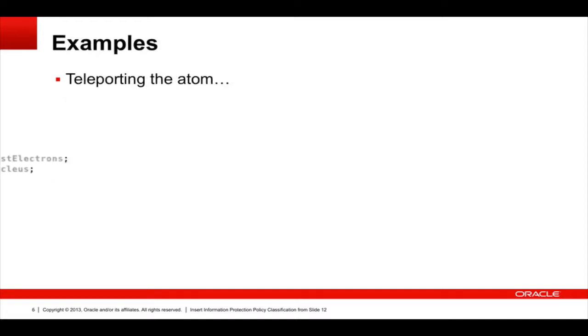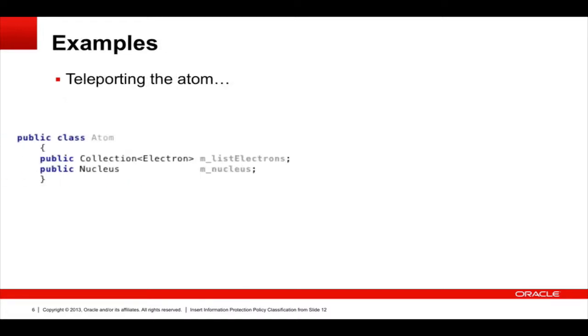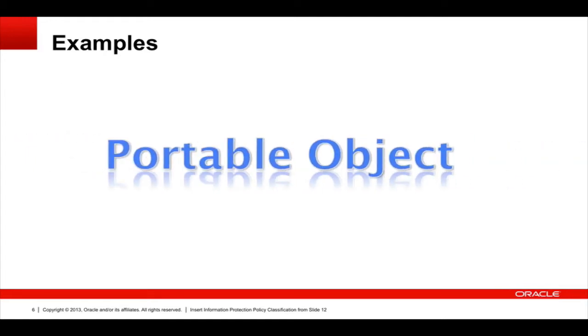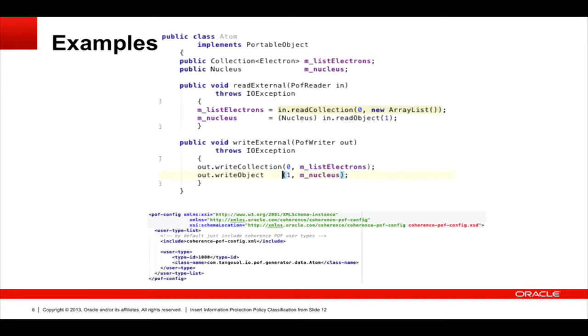So let's have a quick example and take a look at what it looks like to conform to these contracts and the various mechanisms we just outlined. So first of all, we have this atom class, which has a number of electrons and also has a nucleus. And as you would imagine, the nucleus has a number of protons and neutrons. So let's have a look at the portable object interface.